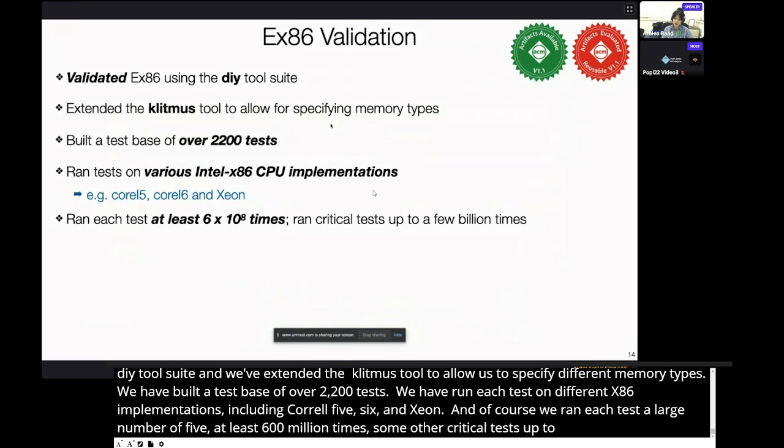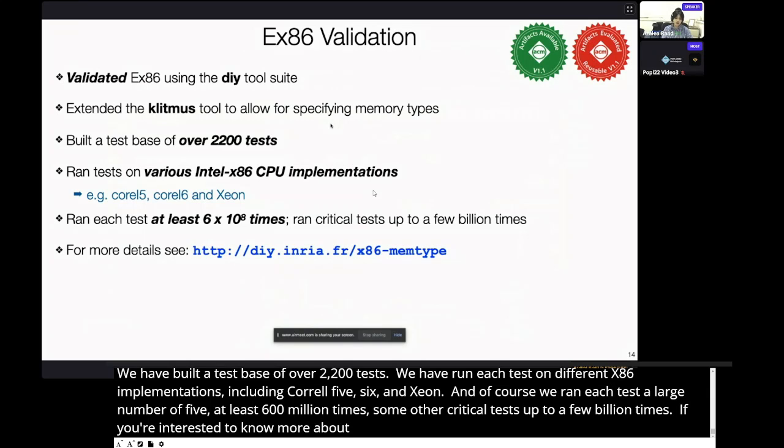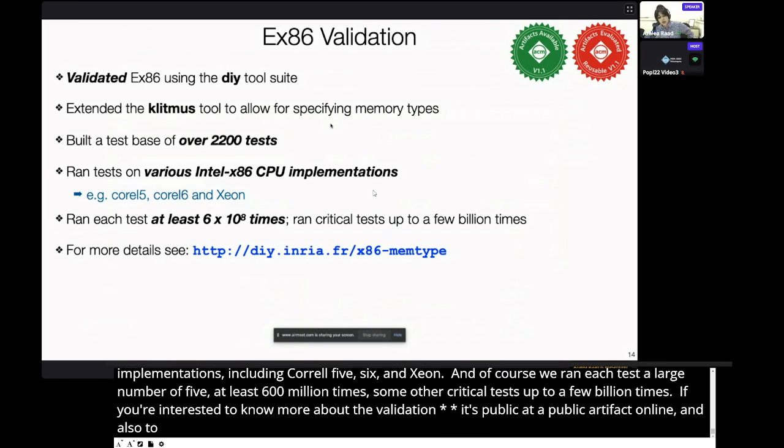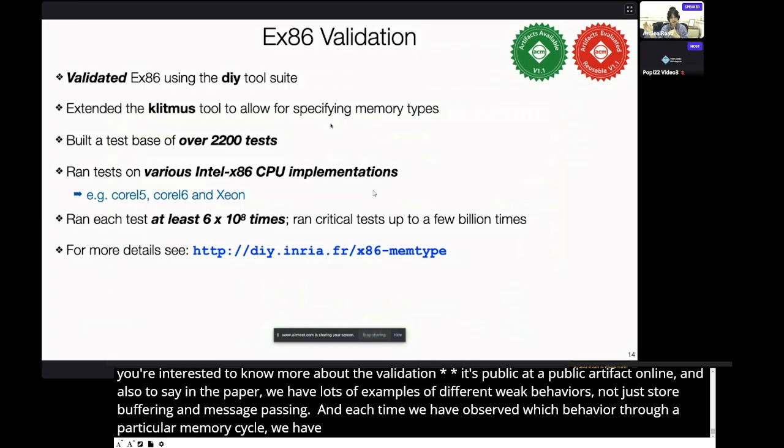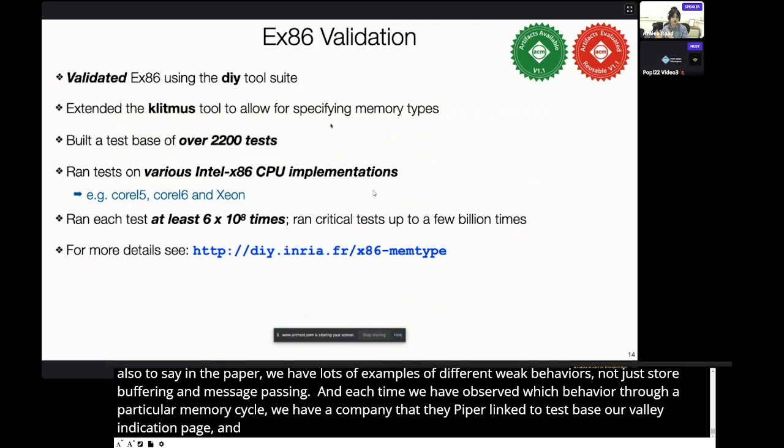If you're interested to know more about our validation, it's available as a public artifact online at this URL on the screen. And also to say that in our paper, we have lots of examples of different weak behaviors, not just store buffering and message passing. Each time we have observed a weak behavior for a particular memory type or a particular scenario, we have accompanied it with a hyperlink to our test base, to our validation page. And you can go and have a look at how that has happened, the corresponding graph, and so on.